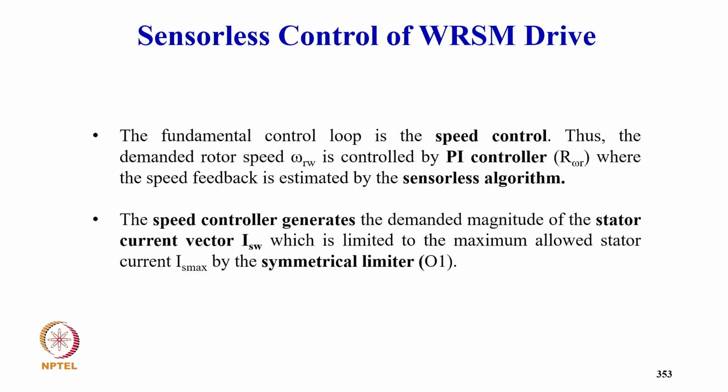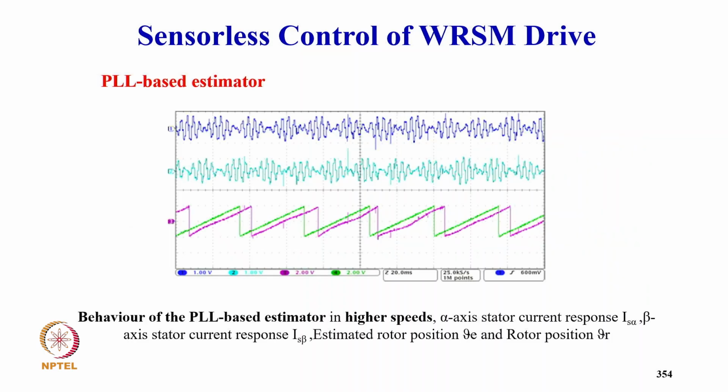So the fundamental control loop is the speed control loop, and thus the demanded rotor speed is controlled by a PI controller, where the speed feedback is estimated by the sensorless algorithm, and the speed controller generates the demanded magnitude of the stator current vector I_S, which is limited to the maximum allowed stator current I_S max by the symmetrical limiter.